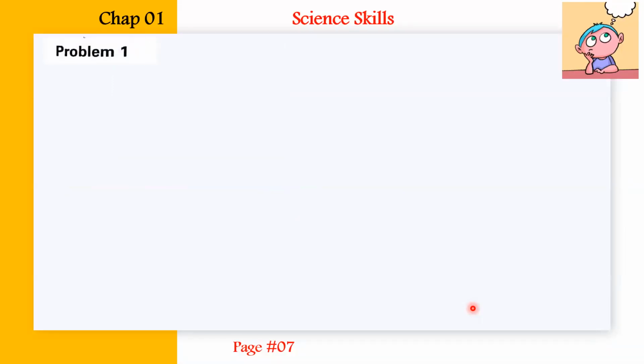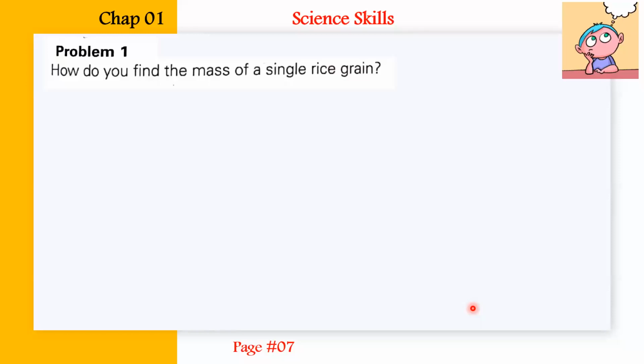Okay, come towards the first problem. How do you find the mass of a single rice grain? Does anybody have an idea about how to find the mass of a single rice grain? Sir, by electronic balance. Okay, let me explain this.